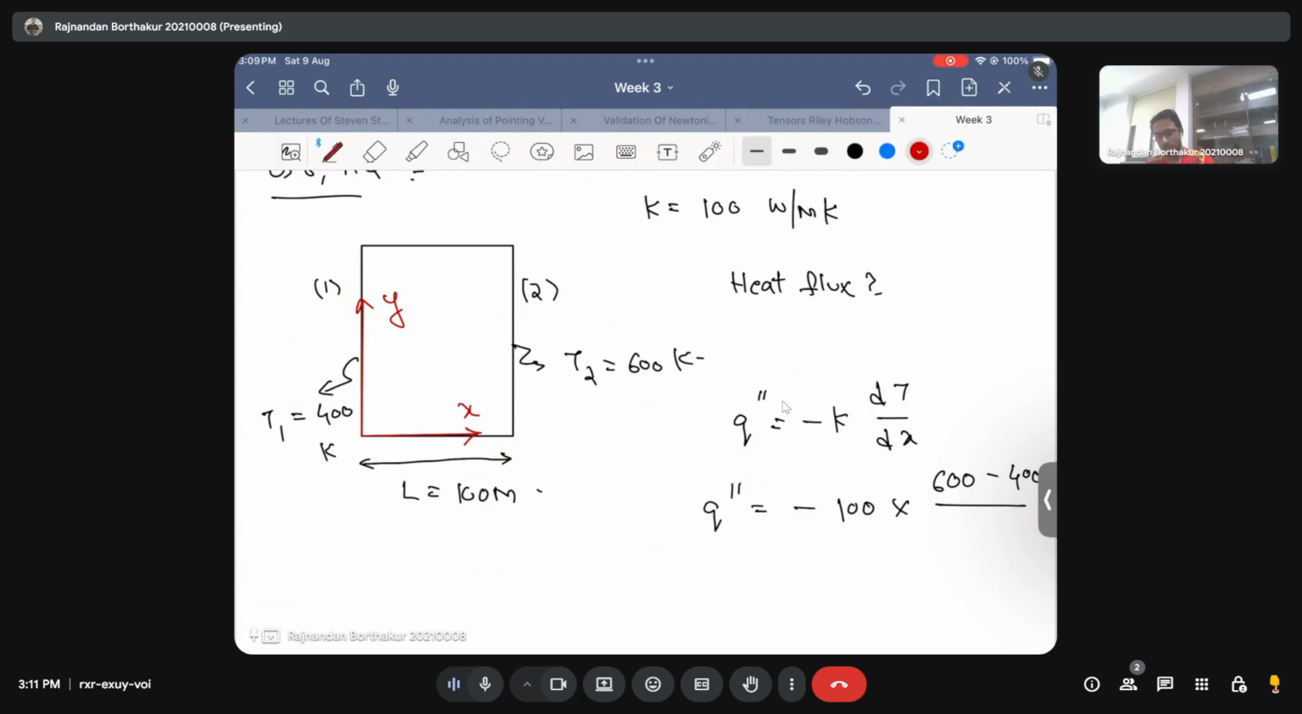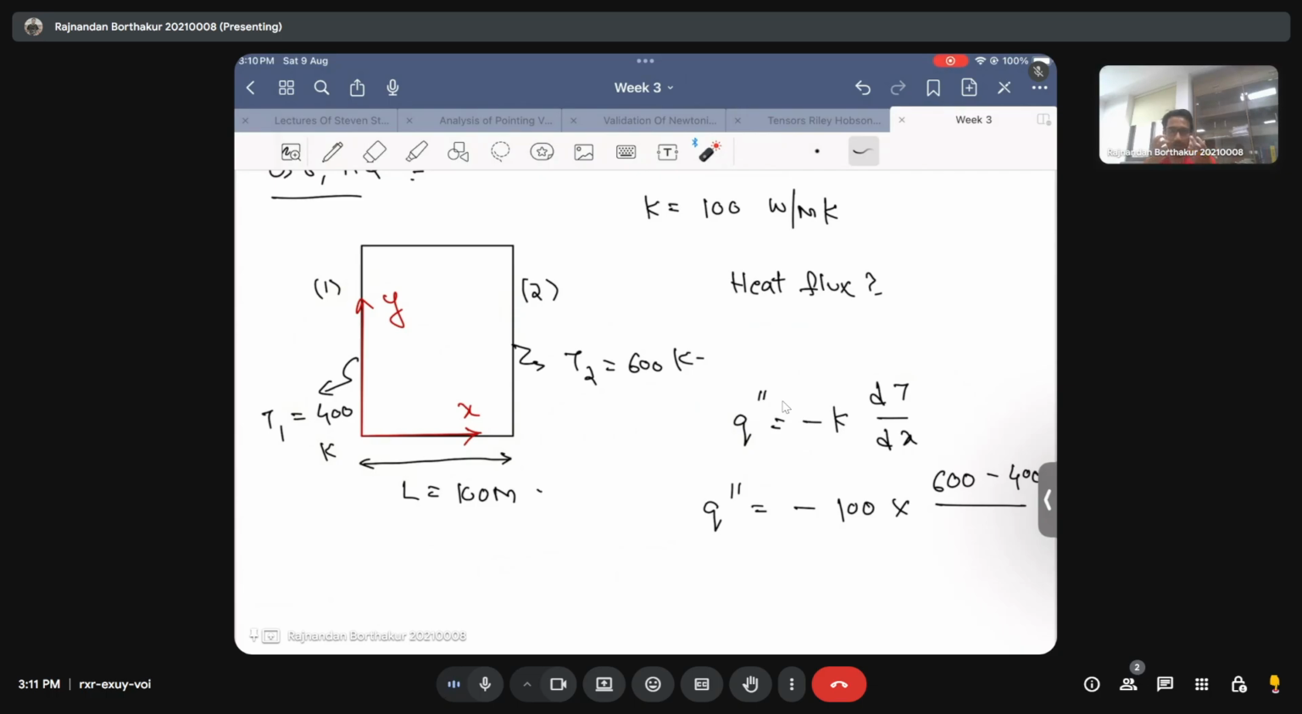Okay, I hope you have understood my point. If not, I repeat once again. So this is in general the application, the Fourier's law that we apply whenever there is 1D heat transfer and your thermal conductivity is constant.